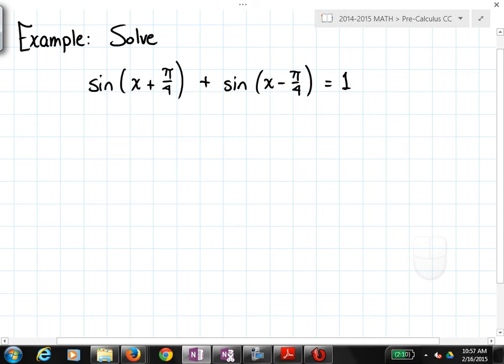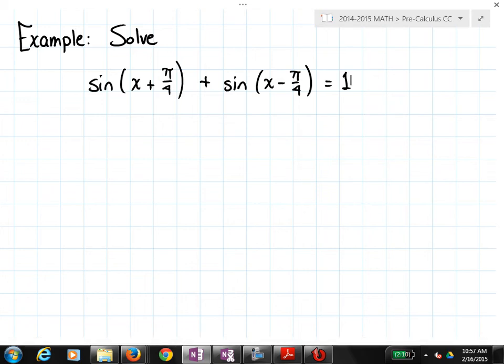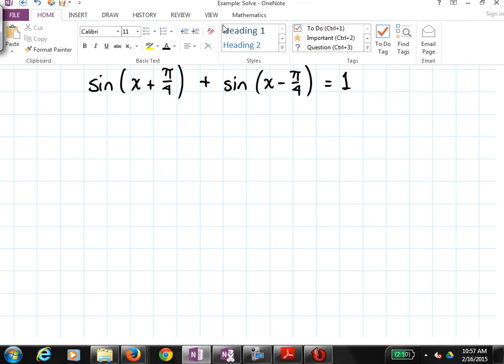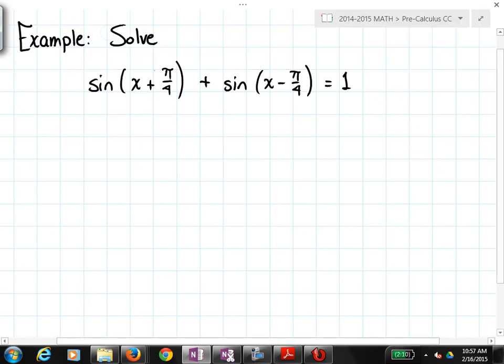We have two trig terms, sine of x plus pi over 4 and sine of x minus pi over 4. So I really can't combine them because they're two different terms, so I cannot isolate the one single trig. Instead I'm going to have to use the sum and difference formulas, to evaluate like we did over here. This one's alpha, this is beta, there's a plus sign between, and I'm going to do the same thing over here.